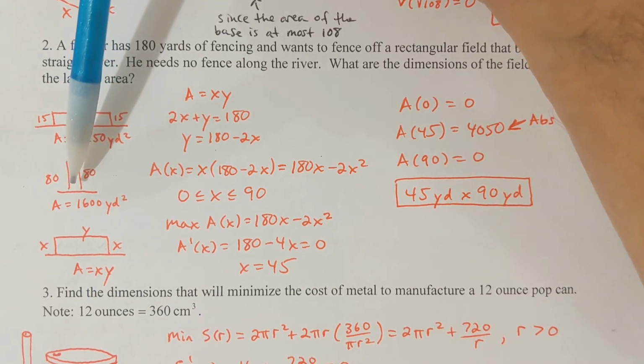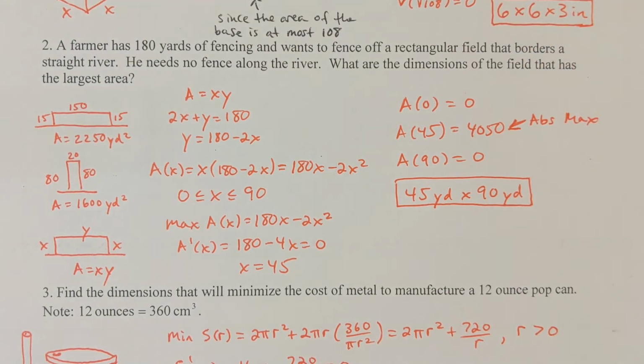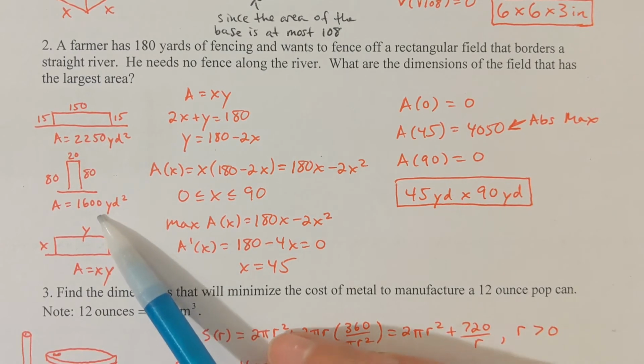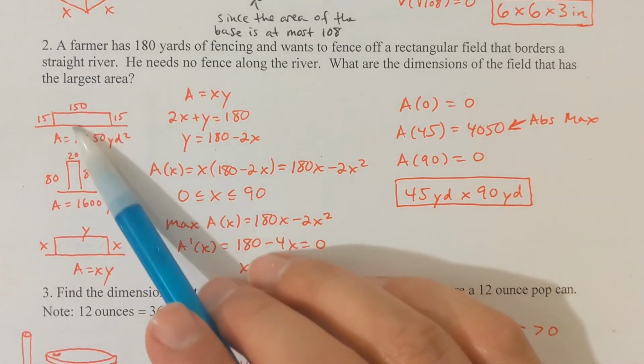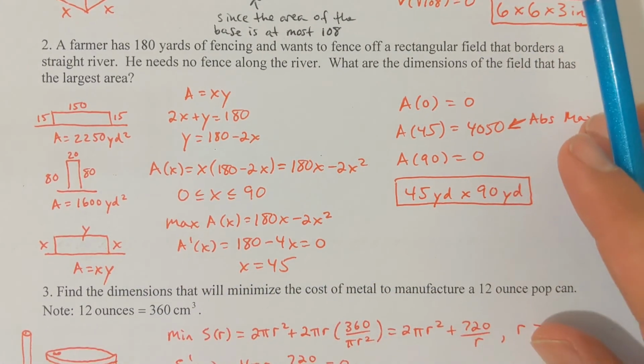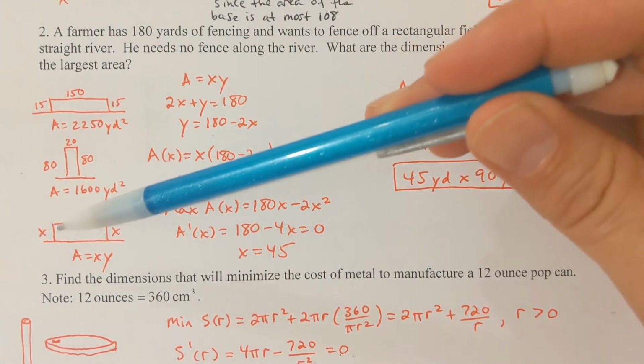Okay, like what if he goes with 80 yards by 20 yards? Well, the area of that rectangle would be 1,600 square yards, so he wouldn't want this option if he wants the biggest possible area, right? This number is bigger.